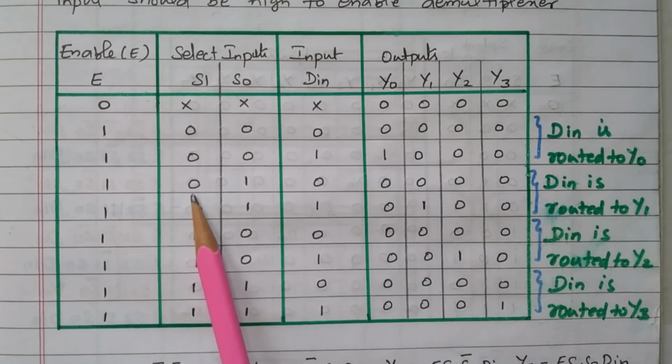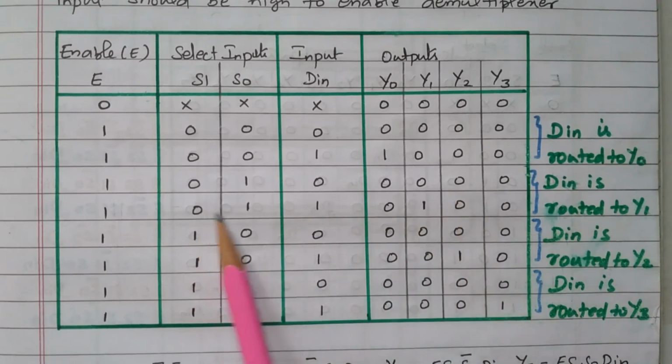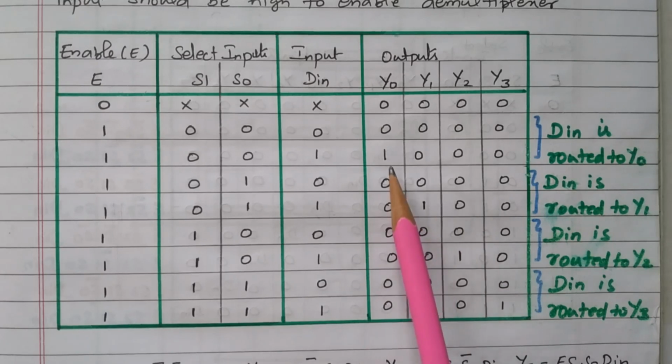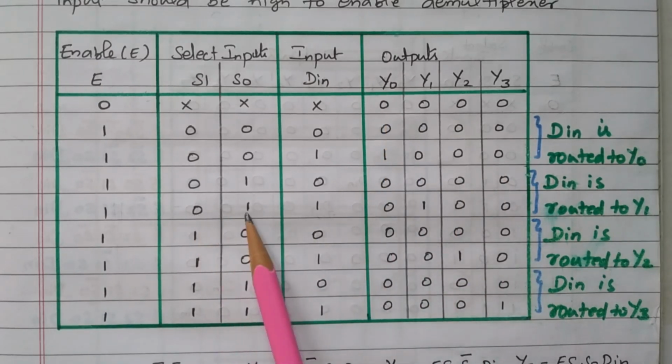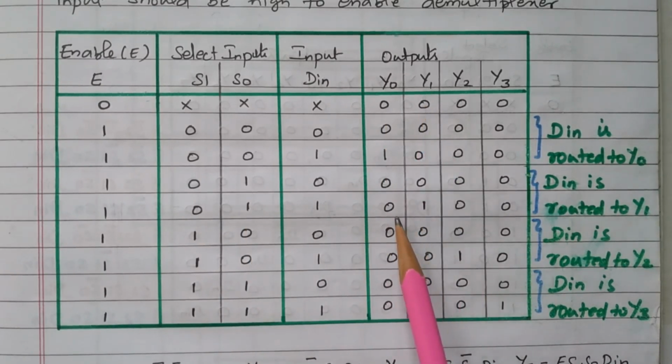Then we'll go to the next one. For 0 1, if the input is 0, everything will be 0 only. For 0 1, if the input is 1, the input is routed to the second position Y1. See here, for 0 0 it is 1 0 0 0, routed to the first position Y0. For 0 1, the input is routed to the second position Y1, right? So we got 0 1 0 0.